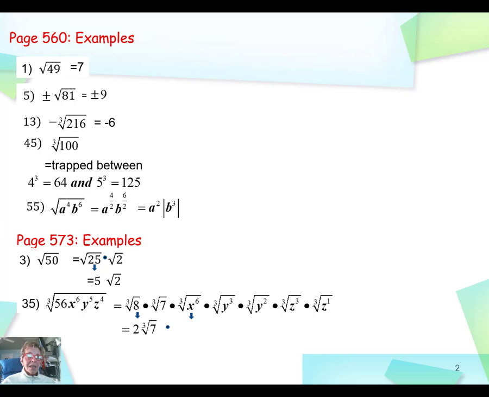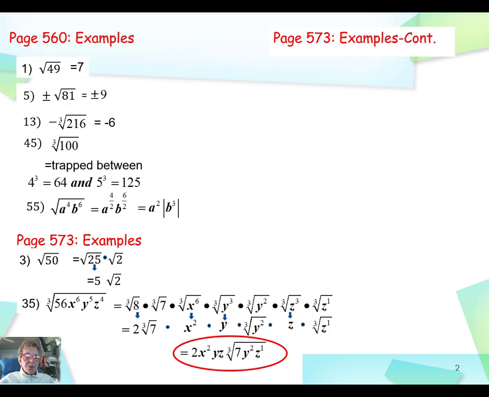The cubed root of x to the sixth is x squared. The y comes out as just y, and then the second part stays in radical form. The cubed root of z to the third is z. And then I leave the radical form of the last part. Then I simplify, and I get 2x squared times yz times the cubed root of 7y squared z to the first. And I really don't need to write the first power. We assume that a variable is to the first power if there's no exponent.